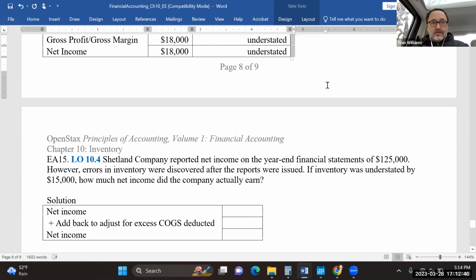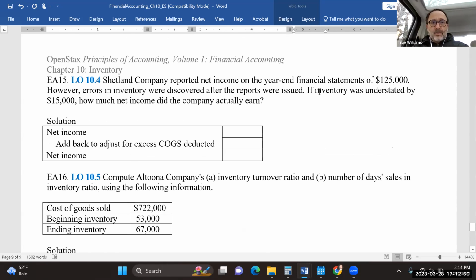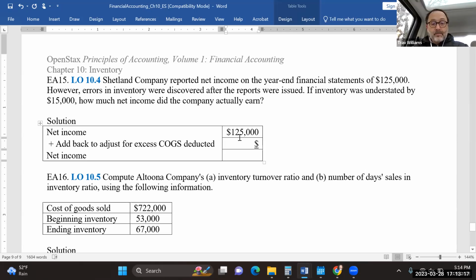All right, let's go on to 15. Oh, this one's nice and easy. So this company had net income of $125,000. And then they found an inventory error. They found that inventory was understated by $15,000, which tells us that net income would also be understated by $15,000. So to fix it, we need to add back that ending inventory.